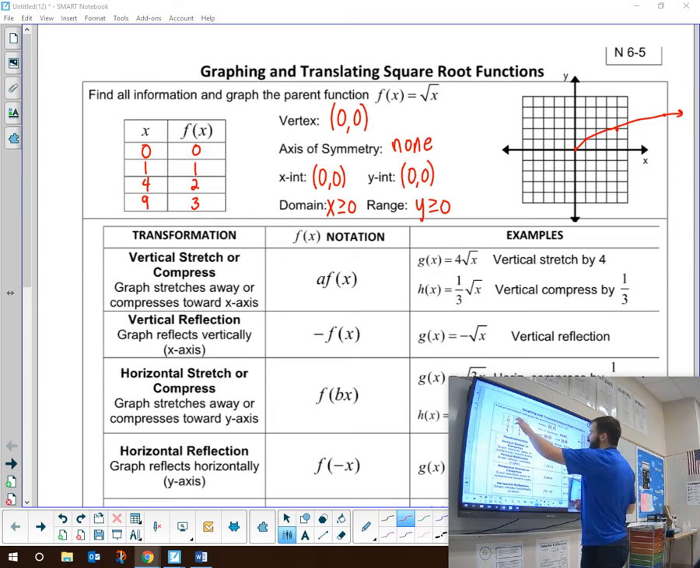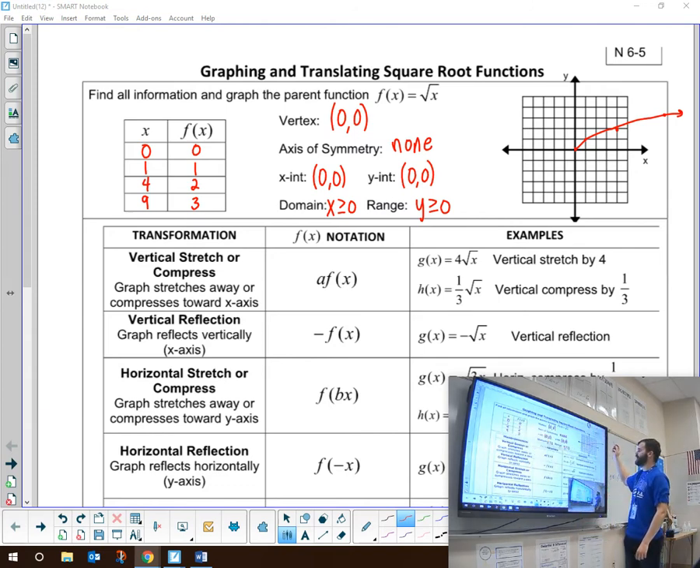We have x is 0, the square root of 0 is 0. If x is 1, the square root of 1 is 1. If x is 4, the square root of 4 is 2. And if x is 9, the square root is 3. That's why it keeps getting flatter and flatter as we go out.